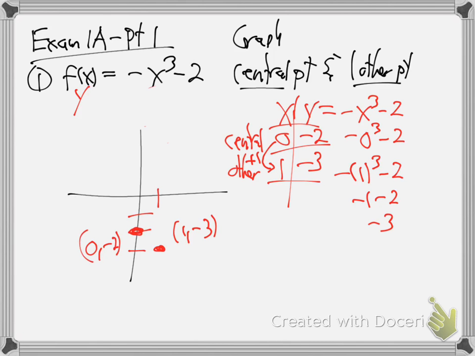Good? So what do we know? It must go like this. It's been flipped upside down. That's because that minus right there flipped it. There it is. That's all you need to do. Central point, one other point. Remember that kind of stuff. Questions on that one? Let's see. Yeah, let's do the hardest one. Questions there? We good? All right.